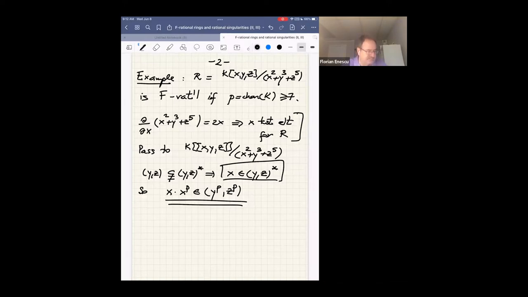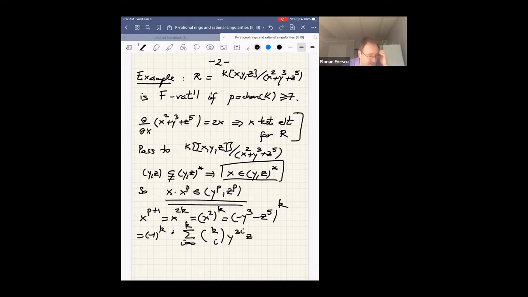So how do we get a contradiction here, all right? So this is x to the power p plus one, which because p is odd can be written as x to the power 2k, which is x squared to the power k. And this is the same as (minus y cubed minus z fifth) to the power k, okay? And if you take minus one out, this is minus one to the power k, and then you have a sum from i equals zero to k of binomial coefficients times y to the power 3i, z to the power five times (k minus i), okay?